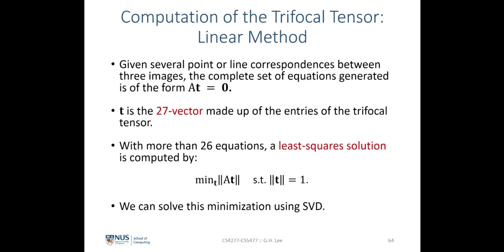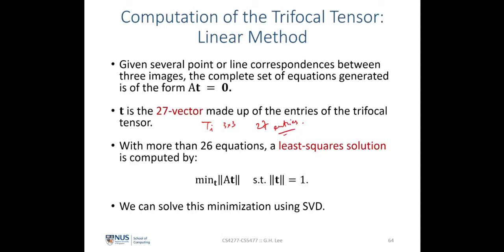Now finally we'll look at the computation of the trifocal tensor from the image correspondences. We have seen earlier on that the incidence relations can be defined in three views using points and or lines. Given several of these point or line correspondences between the three images, we can rewrite the incidence relation in the homogeneous linear form given by At equals 0, where t here is the 27 by 1 vector made out of all the entries in the trifocal tensor. Because each Ti is a 3 by 3 matrix and we have 3 of them, altogether we have 27 entries in the trifocal tensor.